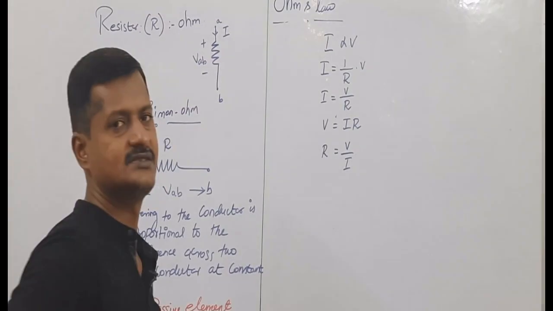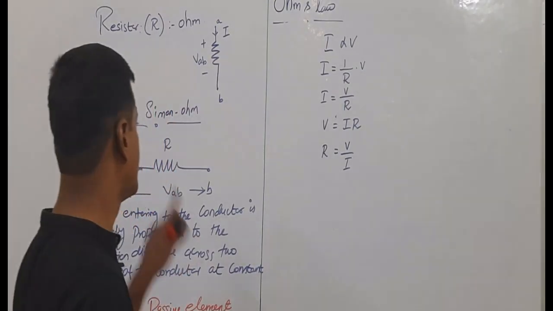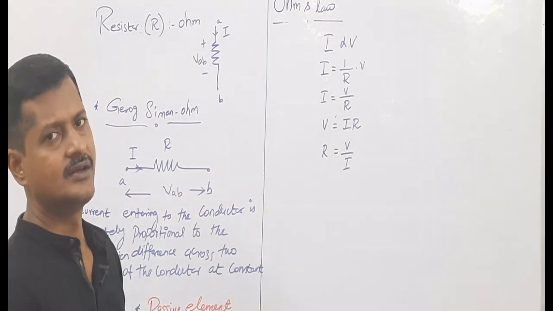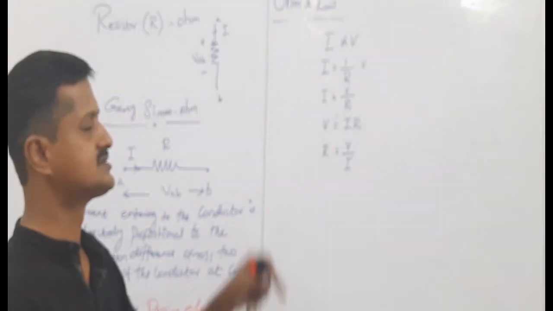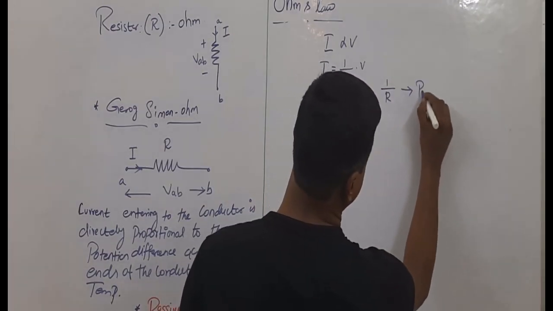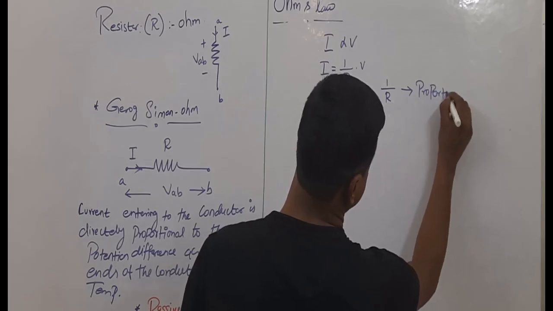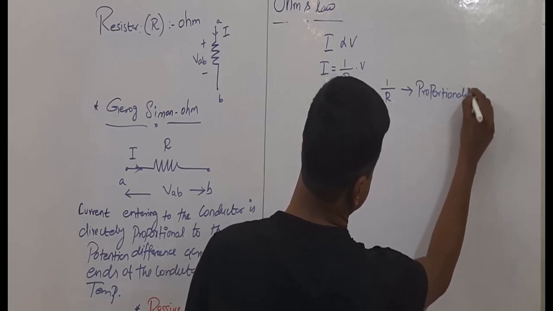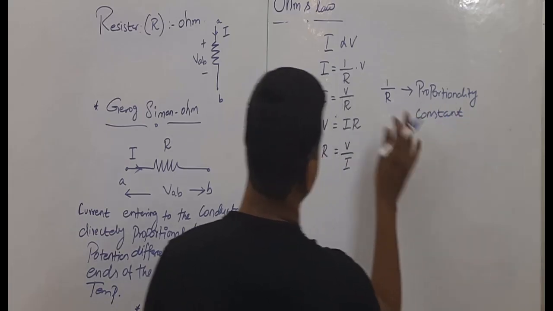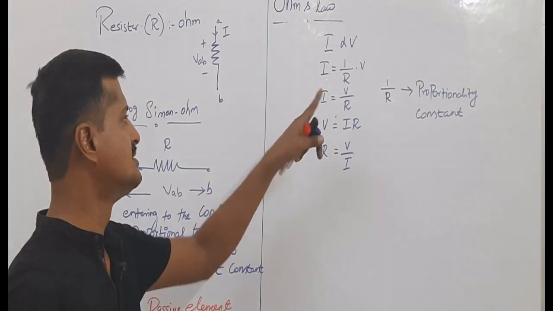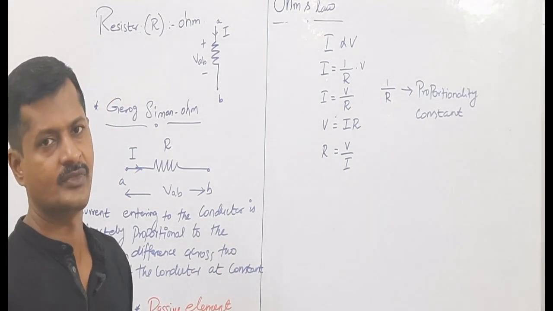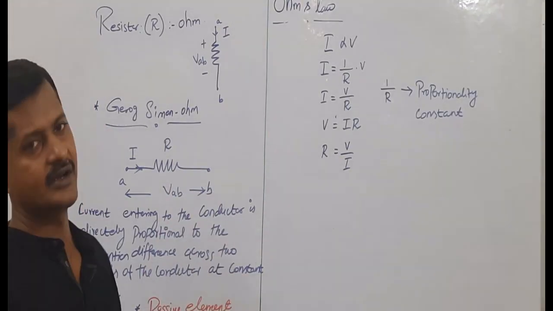These are the equations derived by Ohm. I is directly proportional to V, so we introduce proportionality constant 1 by R. So V equal to IR, R equal to V by I. This is all about resistance.